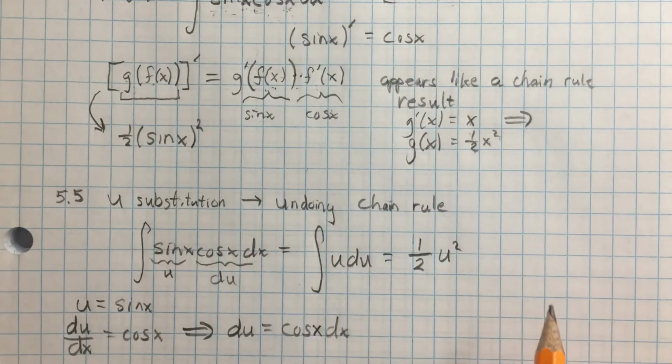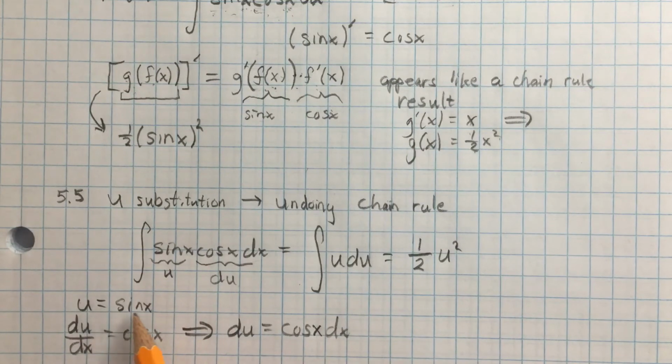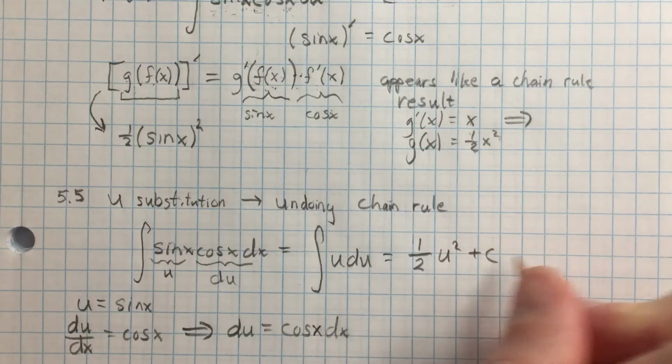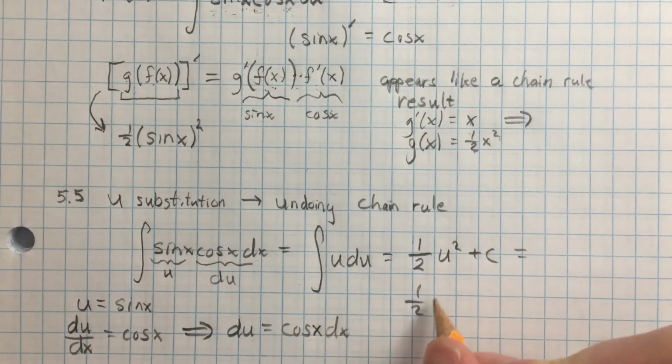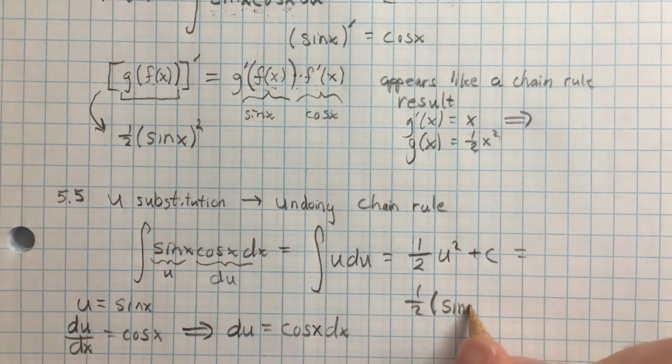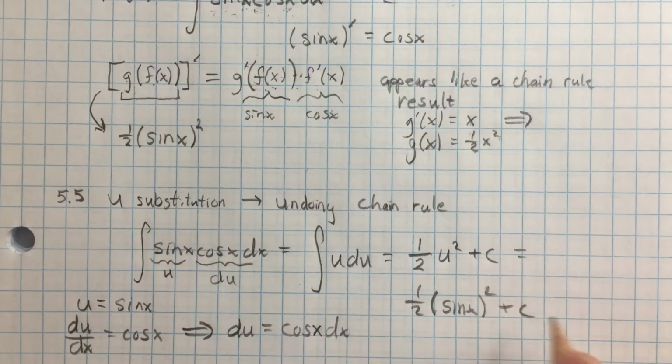There's our outer function. But we made this substitution, so we need to put this back in. We need to put our inner function back in. So we get 1/2 sine squared x plus c. We get the exact same thing, of course.